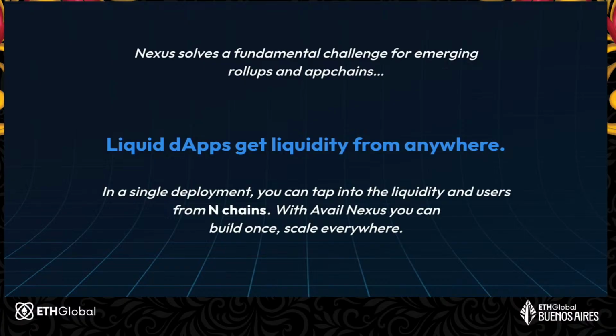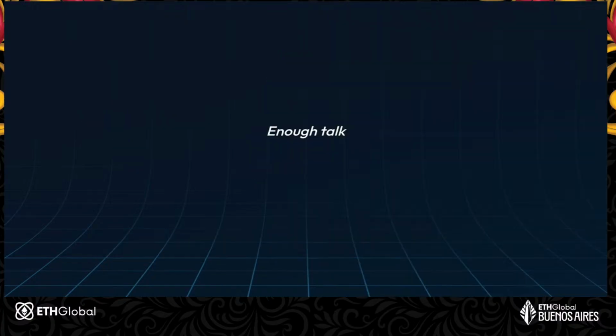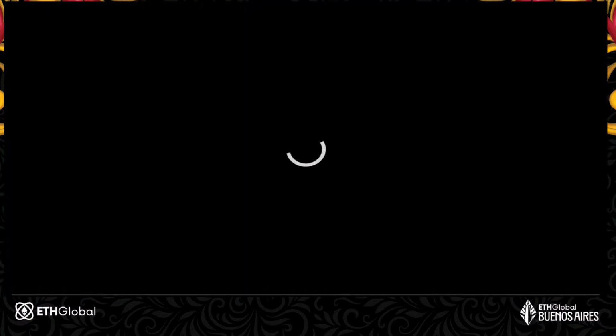I'm just reading the verbatim. With Avail Nexus, you can build once, scale everywhere. That's the one thing that I really like about having a dApp with Nexus enabled, and I'll show you some demos as well. This is also another slide which basically talks about dApps and then unchained dApps. We call them liquid apps, unchained dApps. The idea is you can take the liquidity, it doesn't matter what the network is. Enough talk. Let's see it in action. There's a video.